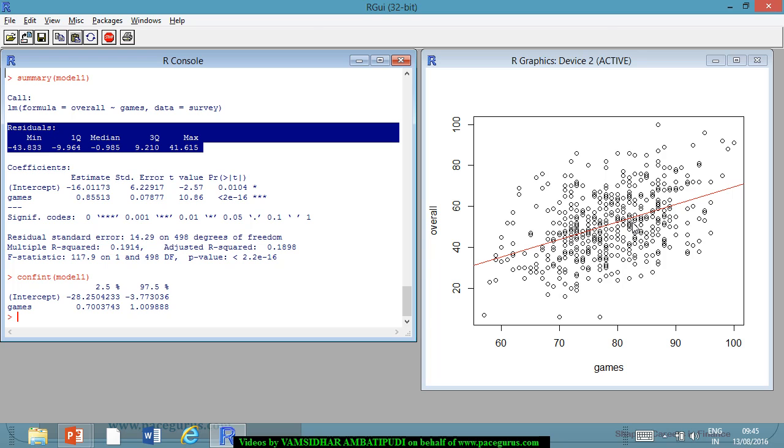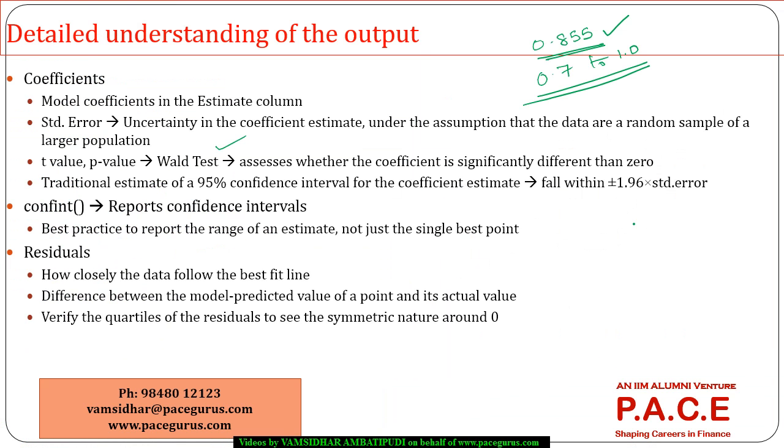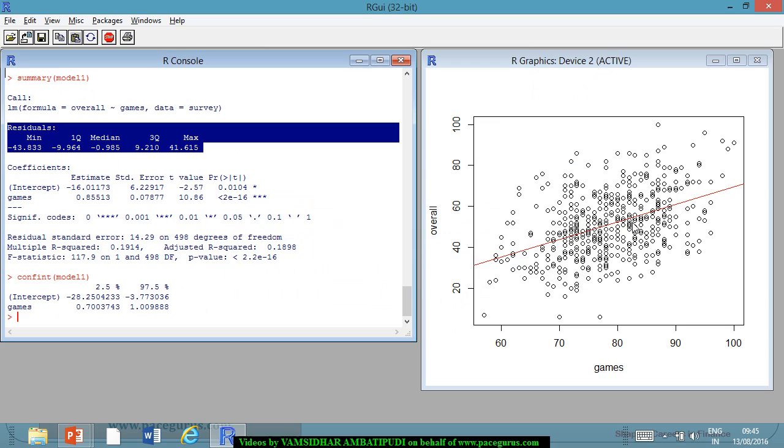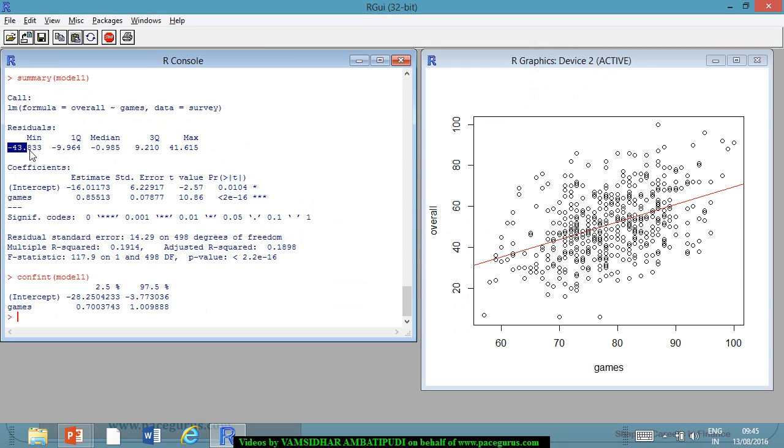So I can look at the quantiles of the residuals, especially the quartiles which it has given here regarding the residuals. The minimum value is minus 43, the maximum is 41, and the first quartile is around minus 9, the third quartile is around plus 9. So I can clearly see that the quartiles are pretty much symmetric, minus 9 to 9.